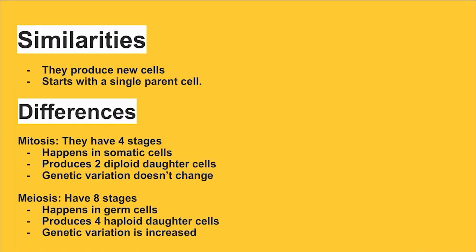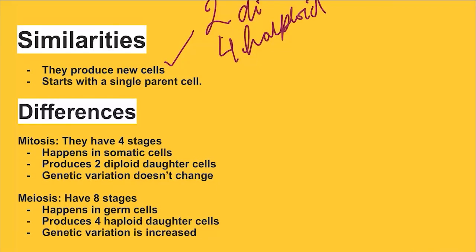Let's go over some similarities and differences between mitosis and meiosis. Some similarities include that they both produce new cells. Mitosis produces 2 diploid daughter cells, and meiosis produces 4 haploid daughter cells. They also both start with a single parent cell.